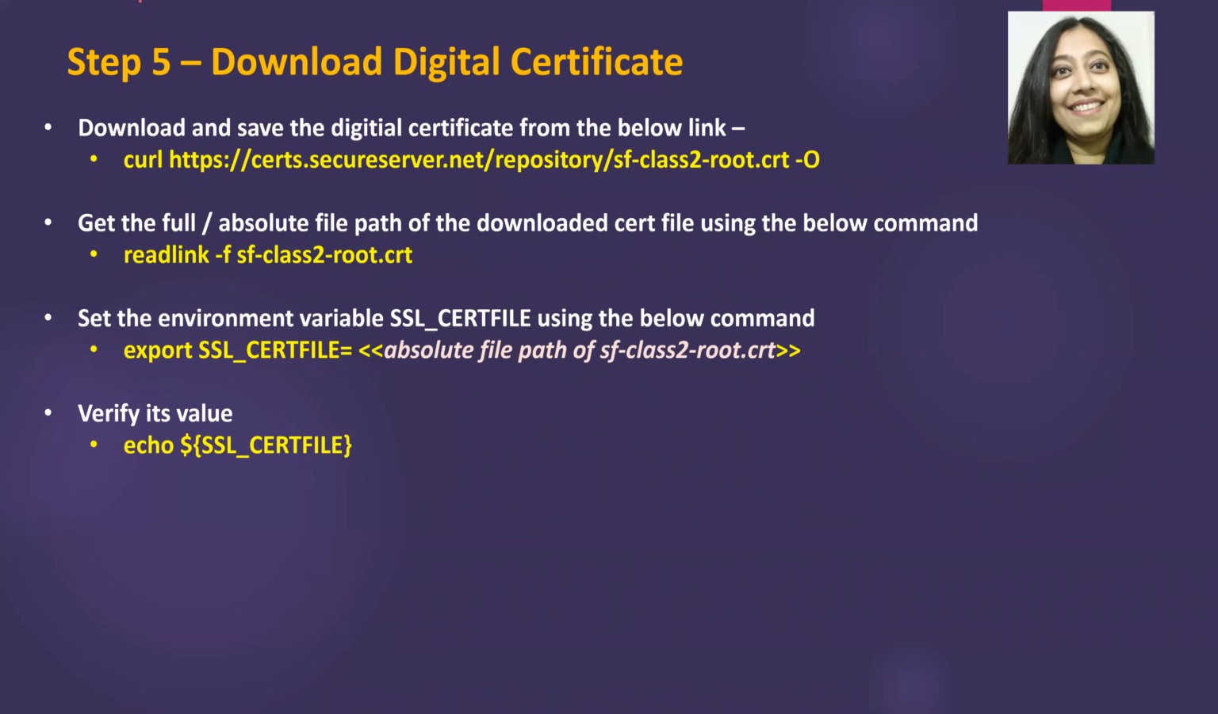Step 5. So now we need to download the certificate. So download and save the certificate. Again, this URL is mentioned in your download links. Use that URL, right? This is again using the curl command, just prepend it with -o. After downloading the certificate, we will try and get its absolute path and then set our environment variable. And finally, we will check if our environment variable was set correctly or not.